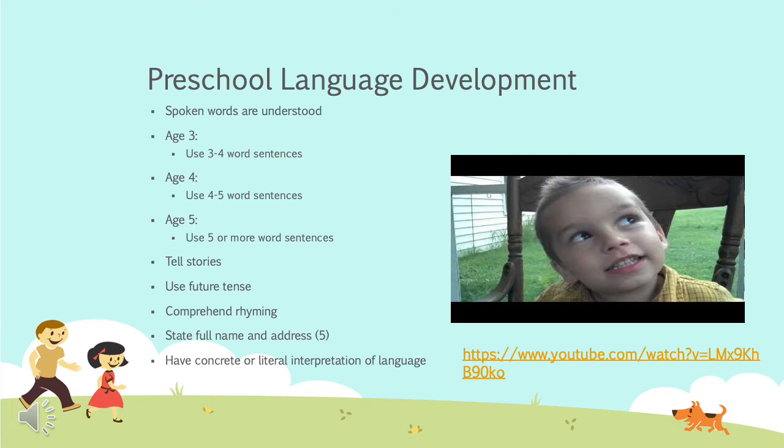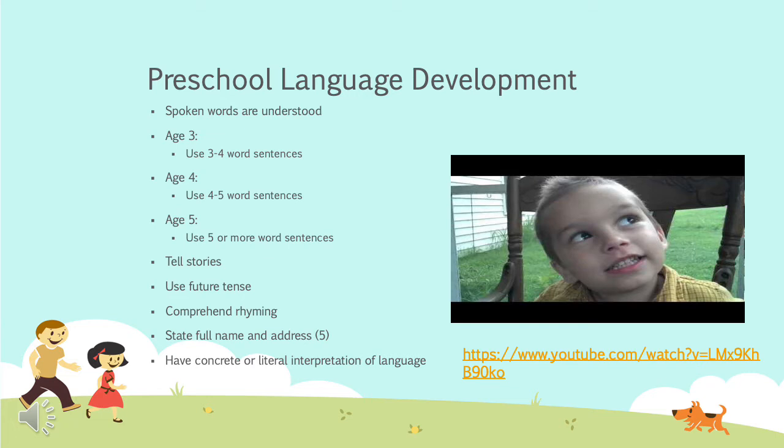Language development for a preschooler. Now we're able to understand them a lot better than we were in their toddlerhood. Most 5-year-olds, you should understand about everything that they say. Age 3, it's still a little bit difficult, but you should understand if you're used to them and in their close circle. And they use about 3 to 4 word sentences. Age 4, they're going to use about 4 to 5 word sentences, so you'll see it slowly goes up. And then by age 5, they use 5 or more word sentences.